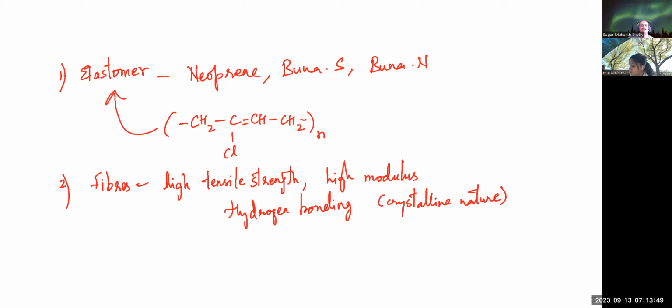Understood? And examples are many, like you have nylon, for example. Then we have polyester. This is another example of a fiber which is formed from a polymer. And polyamides. So elastomers is one, fibers. So now you understood the basic difference between what an elastomer is, what a fiber is, and why is the difference basically between the two.